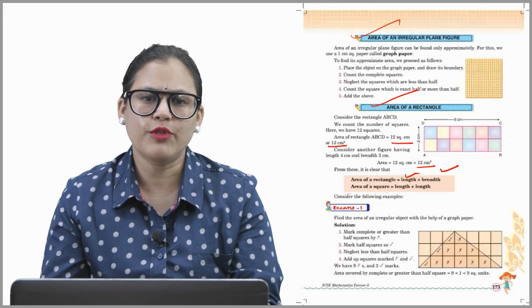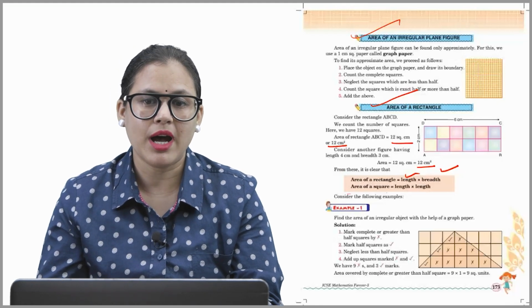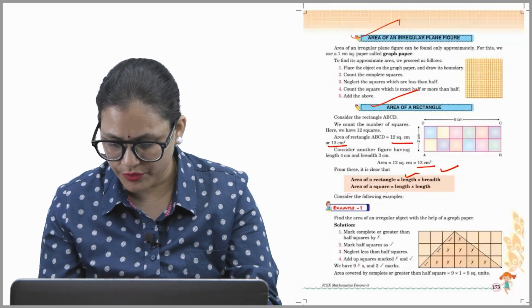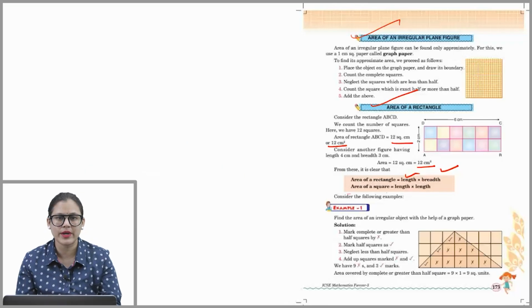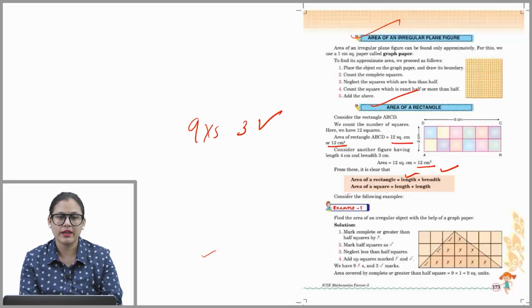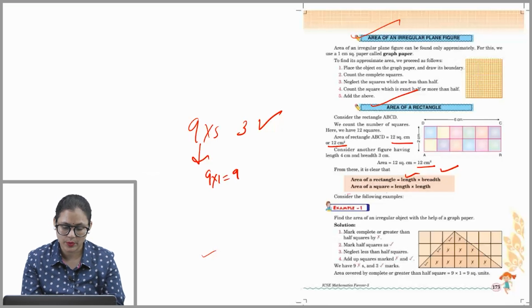Now consider the following examples. Example 1. Find the area of an irregular object with the help of a graph paper. Number 1. Mark complete or greater than half a square by a cross. See, 1, 2, 3, 4, 5, 6, 7, 8, 9. 9 squares are there. Now mark half a square as a tick. 1, 2, 3. How many half squares are there? 3. Neglect less than half squares. And add up squares marked cross and tick. We have 9 crosses and 3 tick marks.